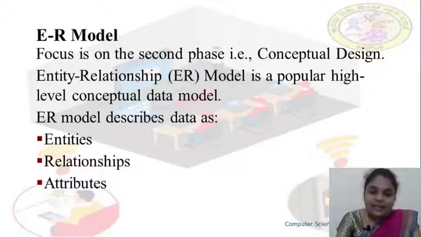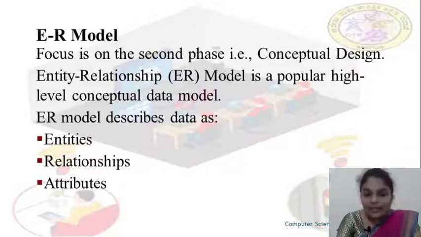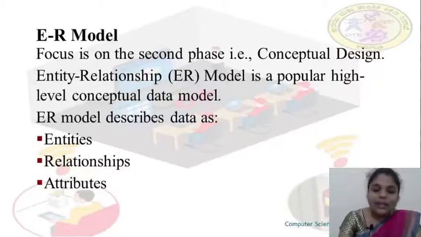As we discussed yesterday, it's a popular high-level conceptual model because whatever we studied previously, those English words are pictorially represented. I'll show it in the next slide. By looking at which anybody can understand what the database will be composed of and how it will be built further. For that we'll be using the ER diagram, that is the entity relationship diagram. The ER model describes data as entities, relationships, and attributes. In further classes, we will look at these terms. What do you mean by entity, relationship, attributes? Don't bother about the terms and don't go with the terminology. Just understand that the ER model will be concentrating on entities, relationships, and attributes.